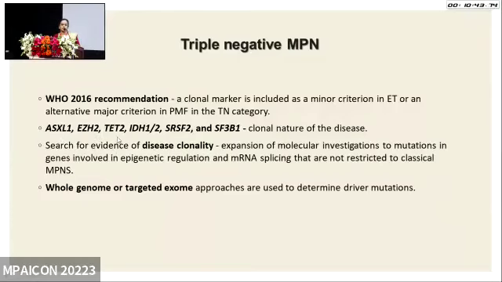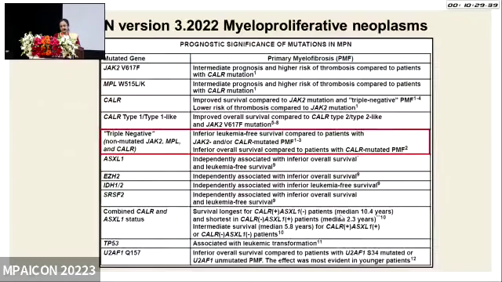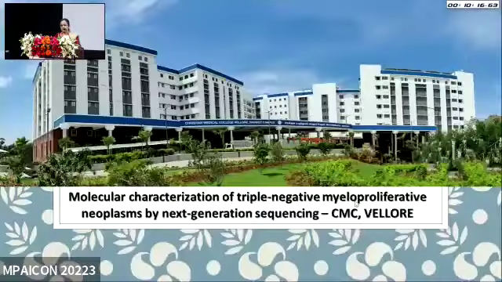ASXL1, EZH2, TET2, IDH1/2, SRSF2, SF3B1 are the key genes described as guidelines under WHO. So ultimately, it boils down to a wider search area using techniques such as whole genome or targeted exome. And more so in triple negative PMF, it is important because this group has an inferior leukemia-free survival compared to the group that has mutations in the driver genes.